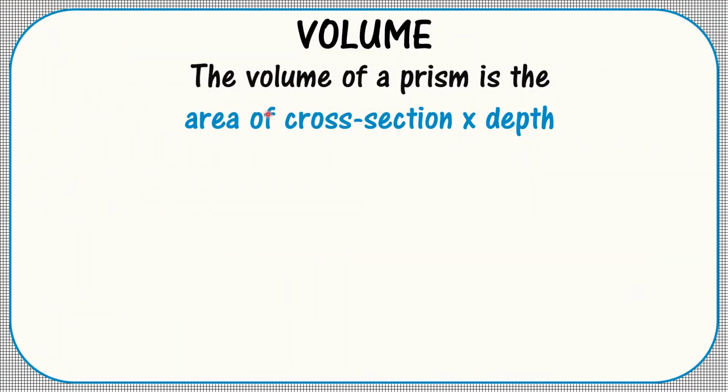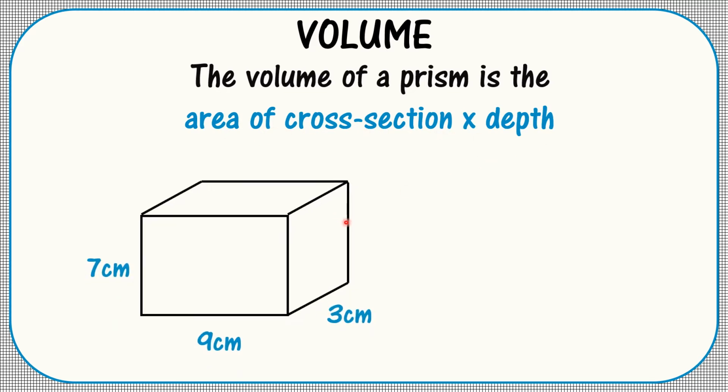So let's go through some examples. We need to remember that the volume of a prism is the area of the cross section times by depth. So what we want to do is work out the area of the cross section. So we want to work out the area of this front shape, and then we'll times it by the depth, or how deep the shape goes.